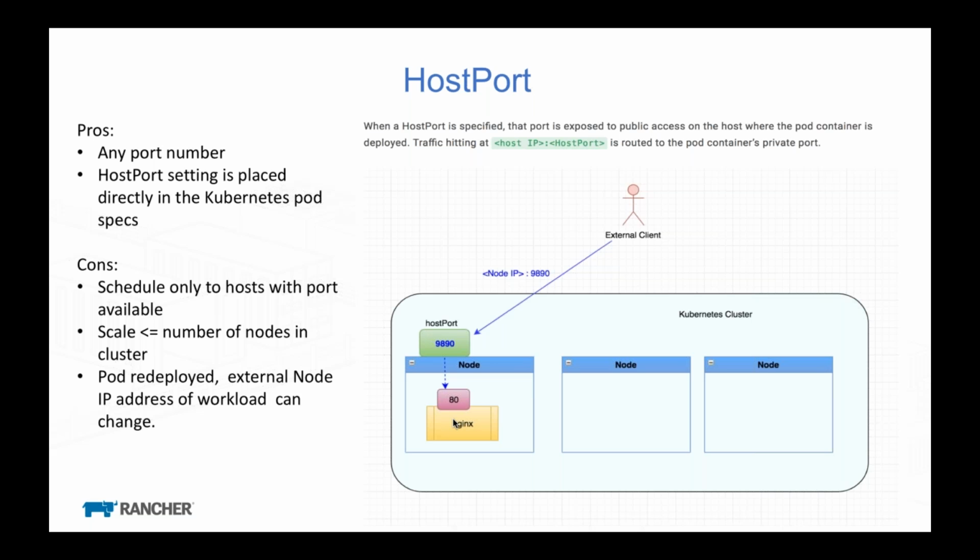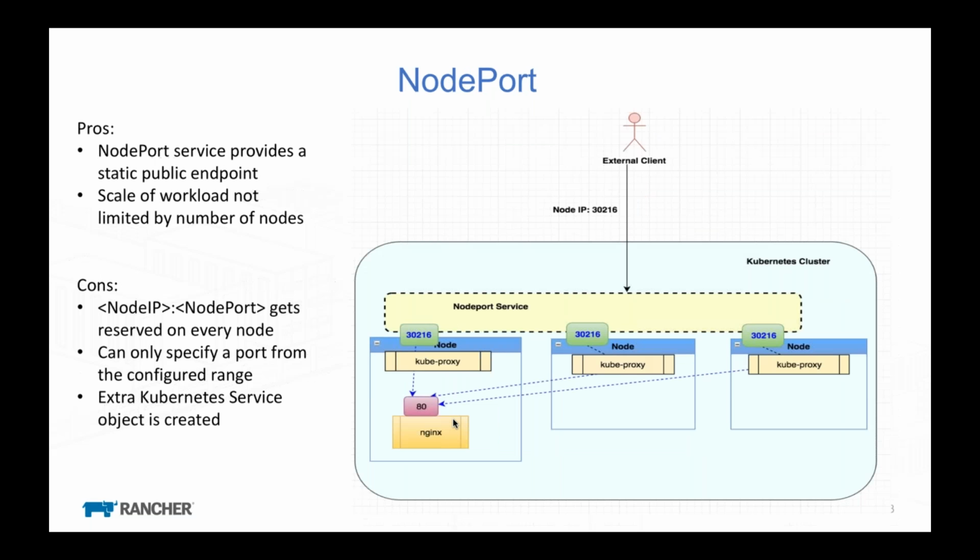The cons of using host port are that you can schedule your workload only to the hosts which have the port available, and the scale of your workloads is going to be limited by the number of nodes in the cluster. Again, since you are directly using a node IP and host port used by the external client, if your pod gets redeployed, Kubernetes will most likely deploy your pod onto some other node, and the external node IP address of the workload can then change, breaking your external client. So this is the biggest con of using host port, and that's why I think the recommended approach of Kubernetes is using node ports.